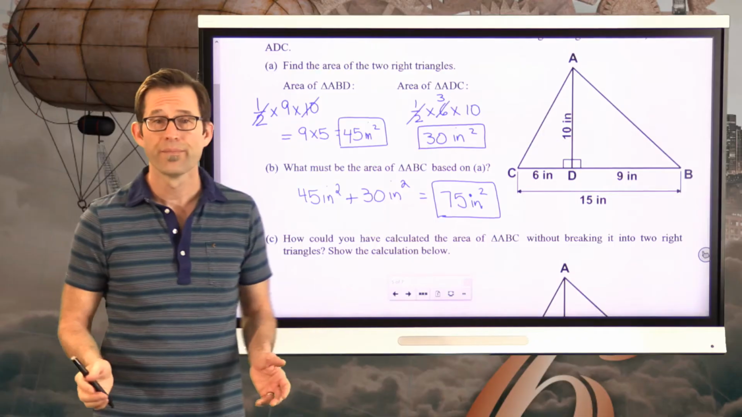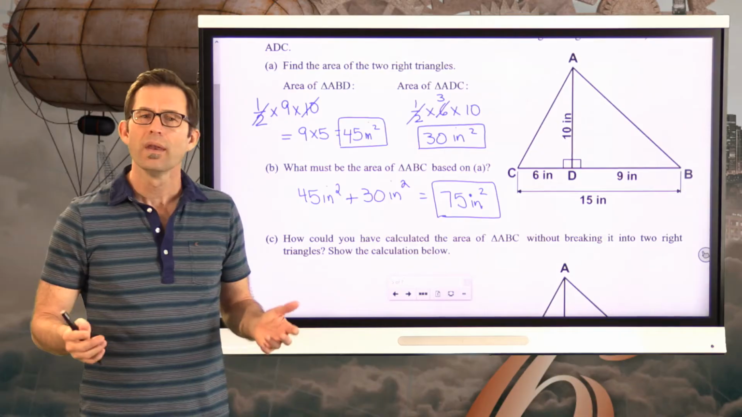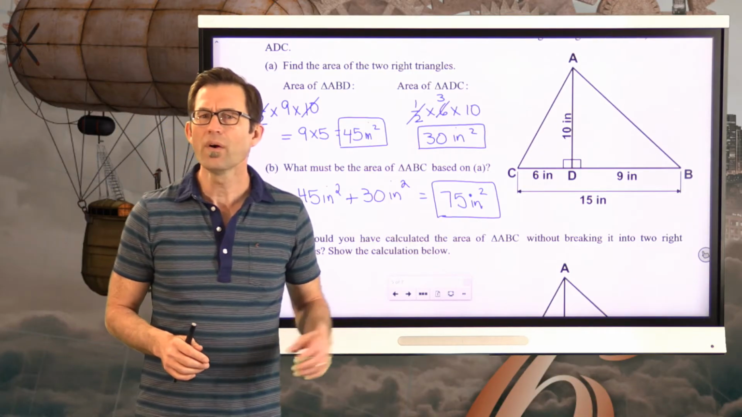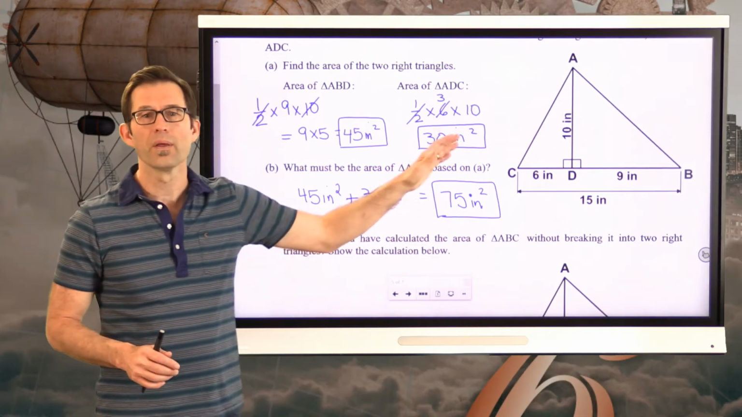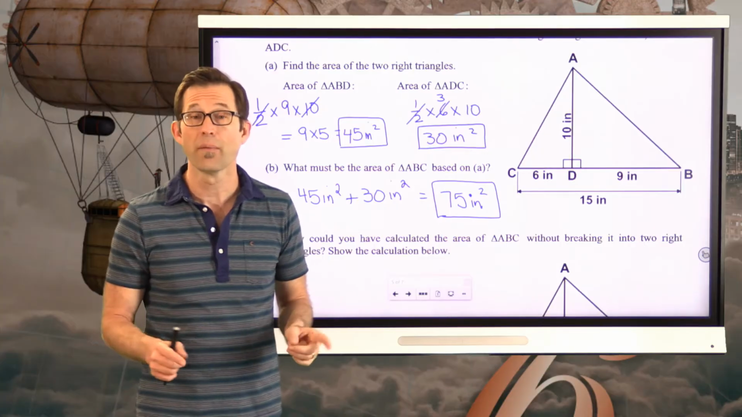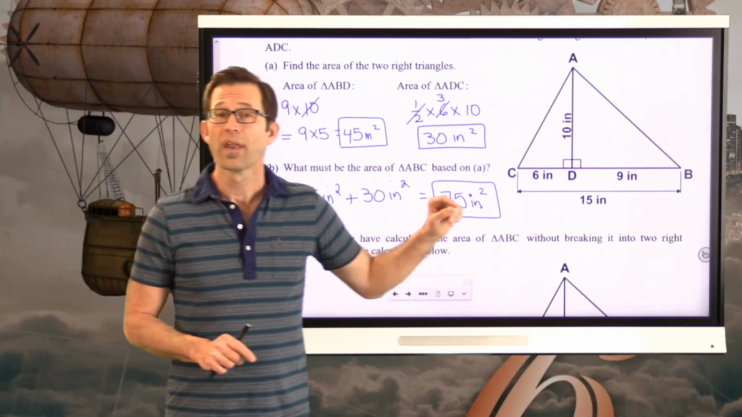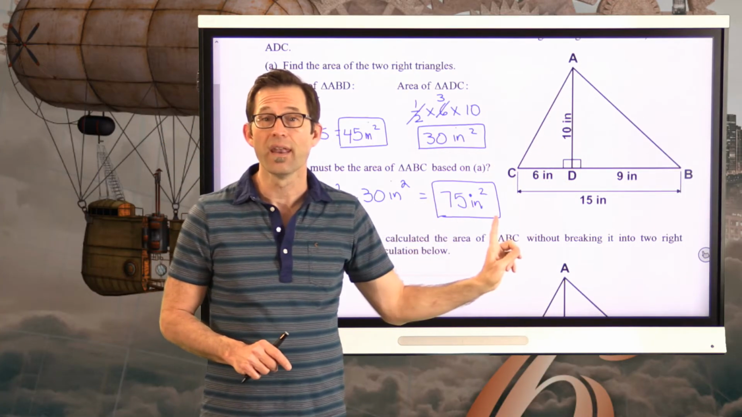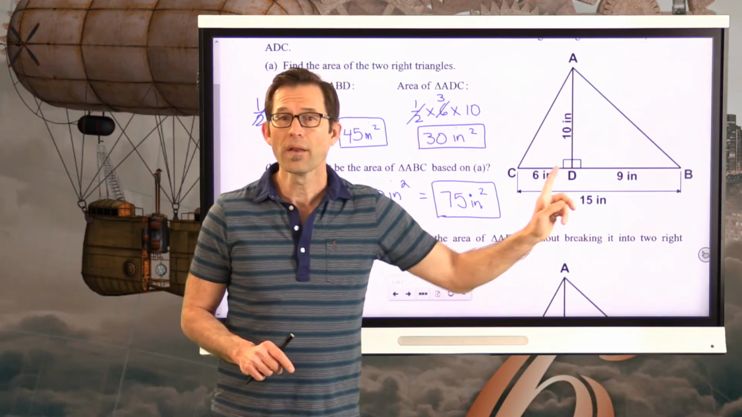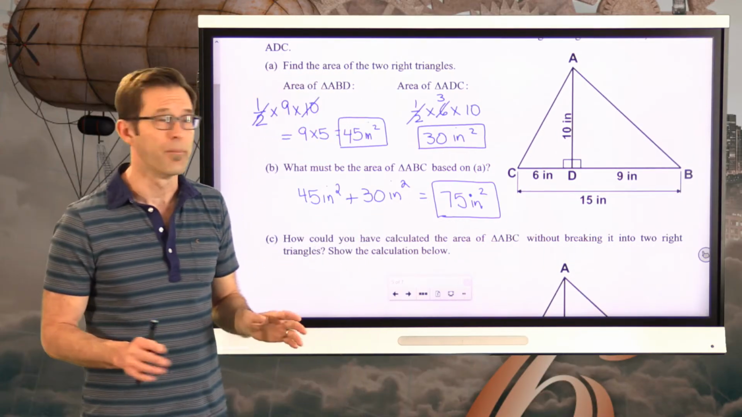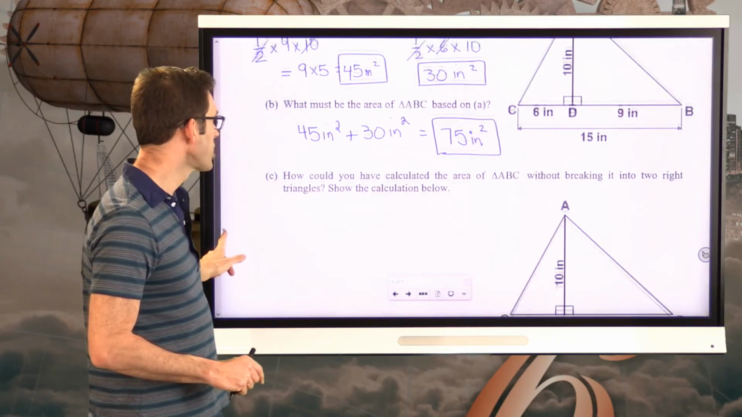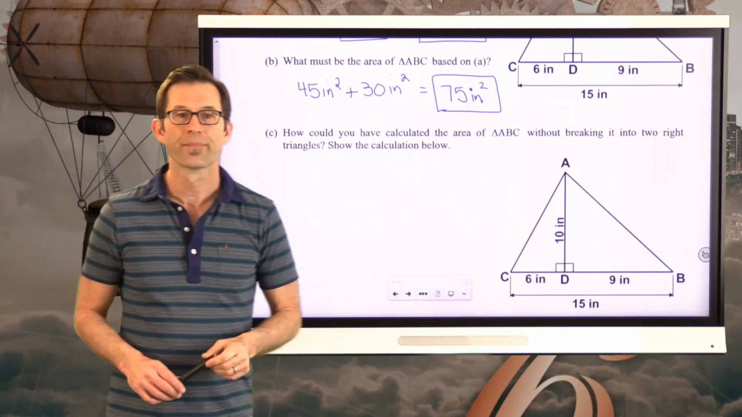That's it, right? That's easy enough. Now, the problem is we don't really want to have to do it this way. I don't really want to have to break it up into two figures and add them up, especially given the fact that I may only know the 10 and the 15. I may not know how the 15 got divided up. So let's take a look in letter C.